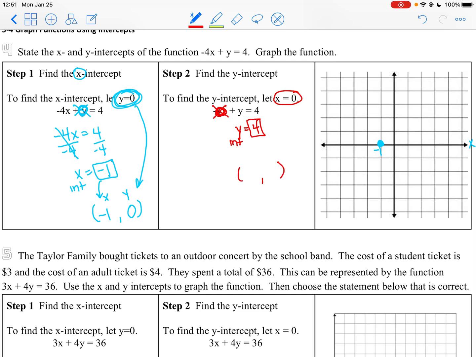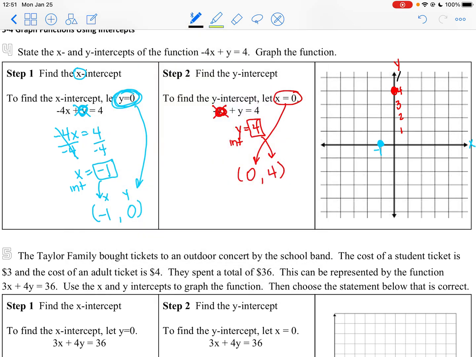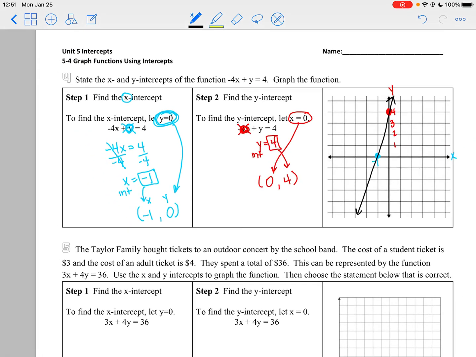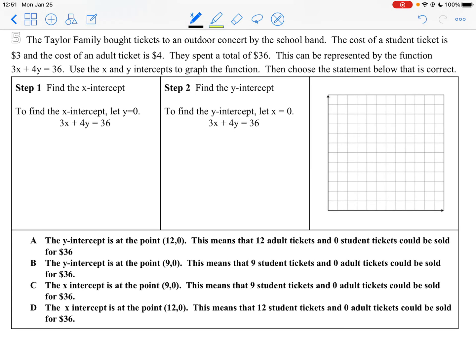So the ordered pair that goes with this would have the y value of 4 and the x value of 0. When I plot that point, that is on the y-axis, and I look at where that 4 would be, and I put the second dot. Once I have the x and the y-intercept graphed, then I draw the line through those 2 points. The last example I'm going to look at is a word problem, and then we're going to interpret those x and y intercepts.